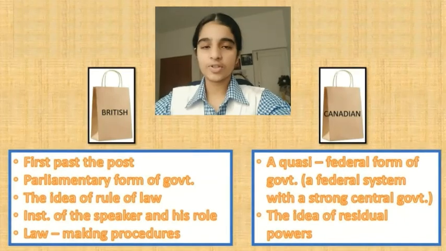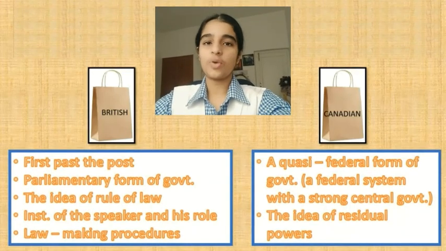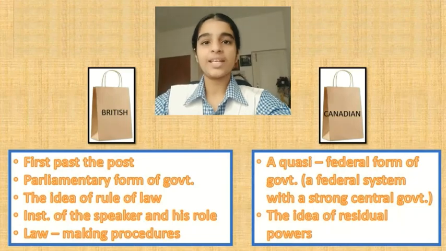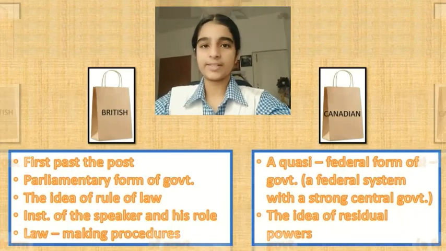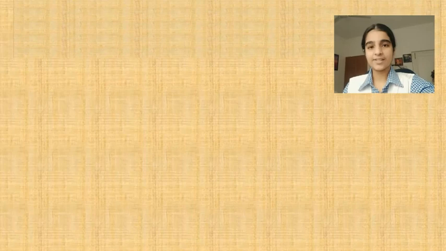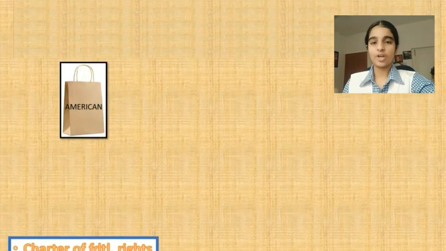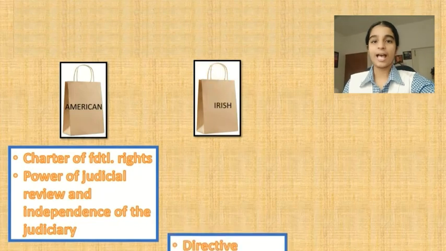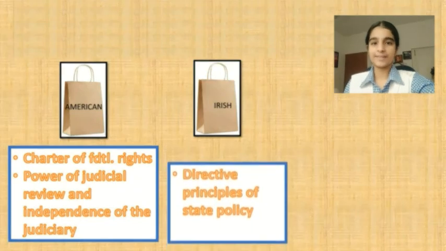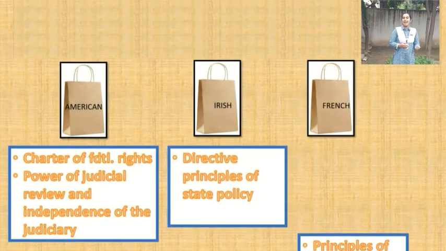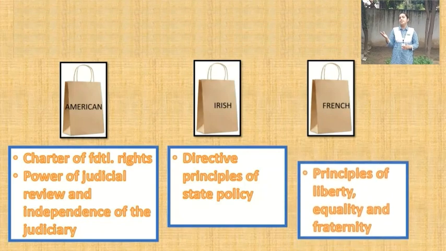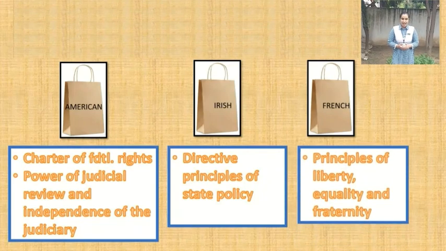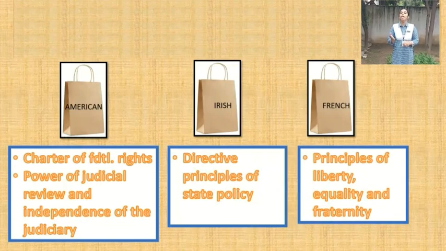From the Constitution of Canada, we adopted a quasi-federal form of government and the system of residual powers. From the United States Constitution, India has adopted the power of judicial review, independent judiciary, and the Charter of Fundamental Rights. From the Irish Constitution, it has adapted the directive principles of state policy, and from the French, the principles of liberty, equality, and fraternity.